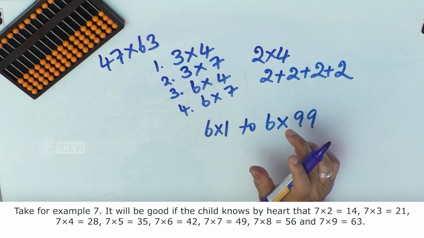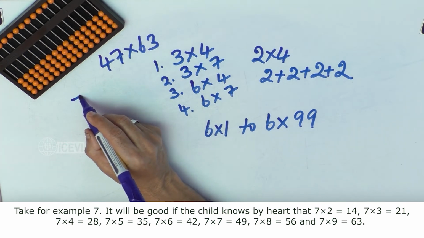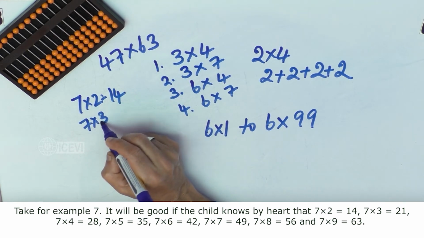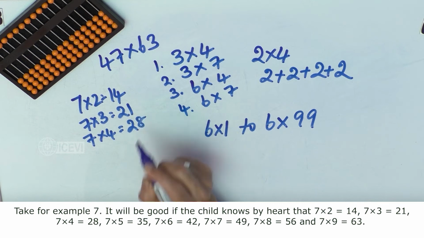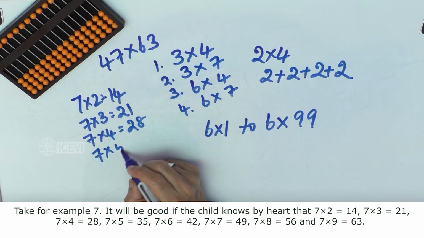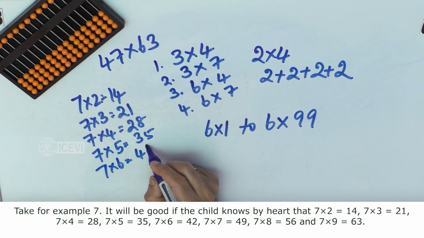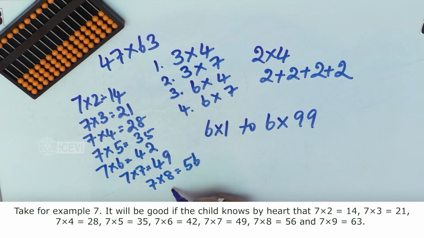Take for example 7. It will be good if the child knows by heart 7 by 2 equals 14. 7 by 3 equals 21. 7 by 4 equals 28. 7 by 5 equals 35. 7 by 6 equals 42. 7 by 7 equals 49. 7 by 8 equals 56, and 7 multiplied by 9 equals 63.